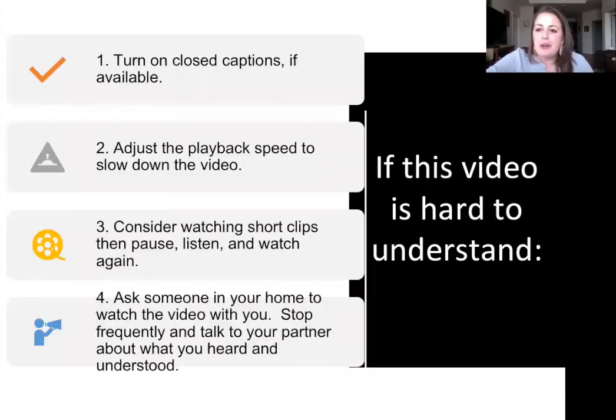If this video is hard to understand, try these tips and tricks and see if they can be helpful. Turn on closed captions if available. Adjust the playback speed to slow down the video. Consider watching short clips, then pause, listen, and watch again. And ask someone in your home to watch the video with you. Stop frequently and talk to your partner about what you heard and understood.